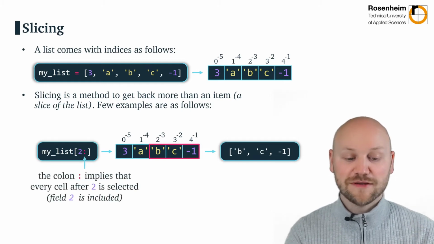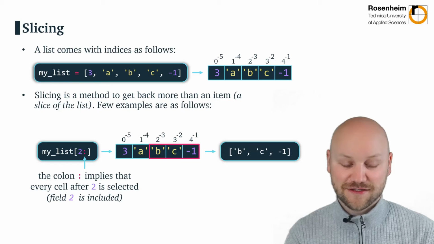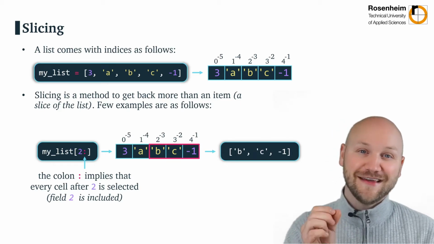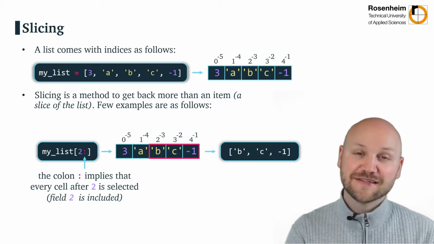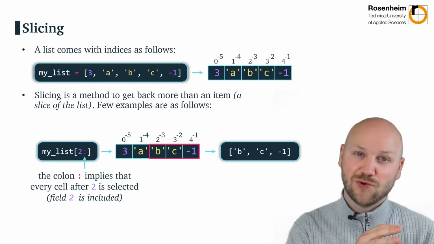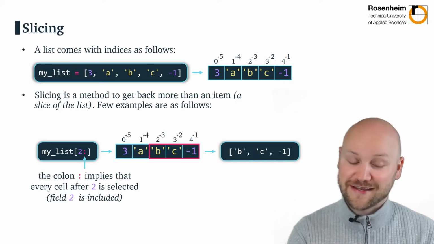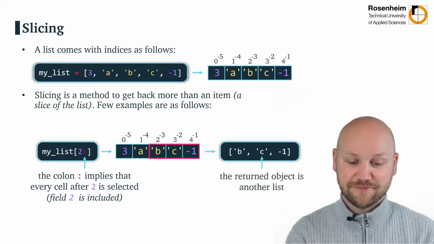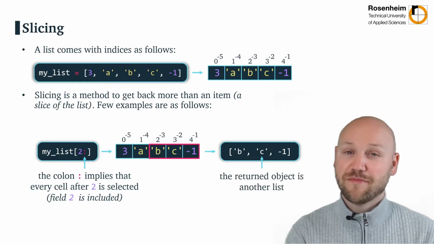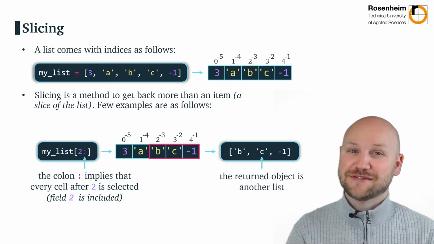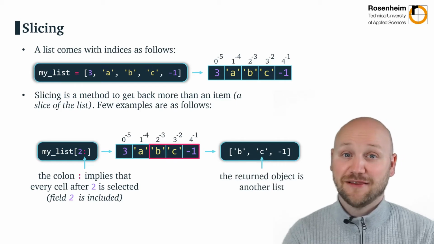So again, the colon implies that every cell after the 2 is selected. And in this case, field 2 is included because the number is on the left-hand side of the colon, and if it's on the right-hand side of the colon, the field is not included. We will see an example in a second. And just remember that we have more than one value, so this also means we have the data type list here.